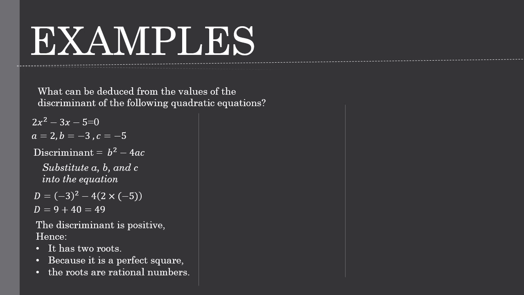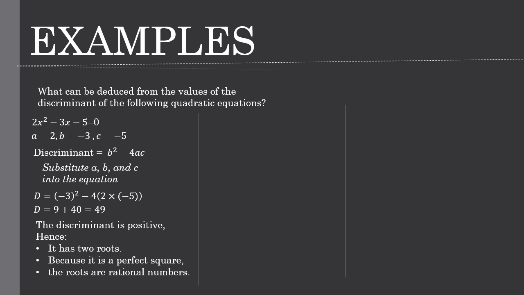So we have minus 3 all squared minus 4 times 2 times minus 5 as well, because c is minus 5. Now the minus 3 all squared will give us 9, and negative times negative will give us positive. I'm talking about the negative in front of 4 and the negative in front of 5. When we multiply the two, we're going to have positive. Then 4 times 2 times 5 gives us 40. 9 plus 40 is 49.